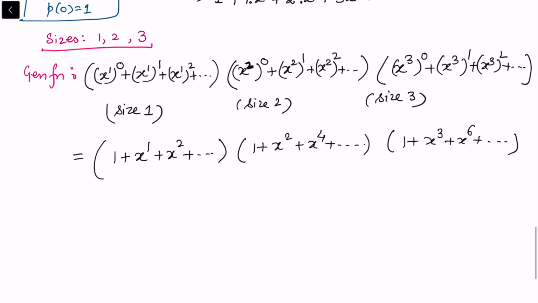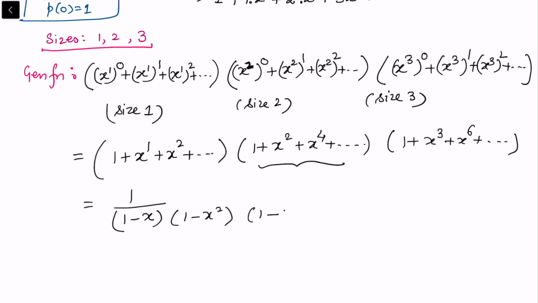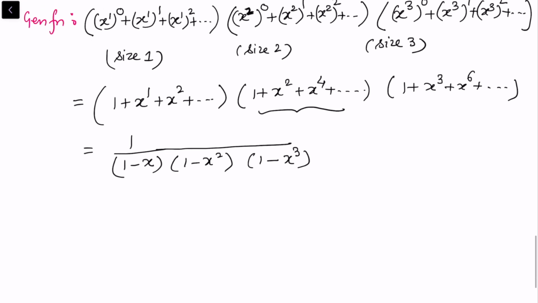And if I look at this generating function, you can see that this is like a GP, and here the common ratio is x. So it is 1 over 1 minus x. In the second term, you can see the common ratio is x square, so this will give me 1 over 1 minus x square. And in the third term, this will be 1 over 1 minus x cube. So this becomes the generating function.